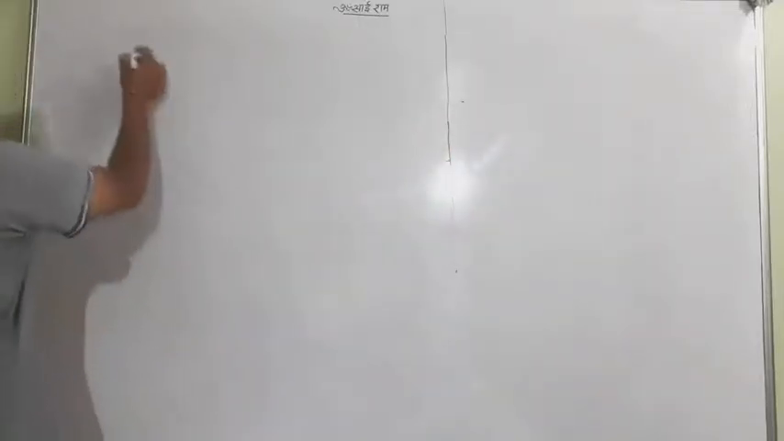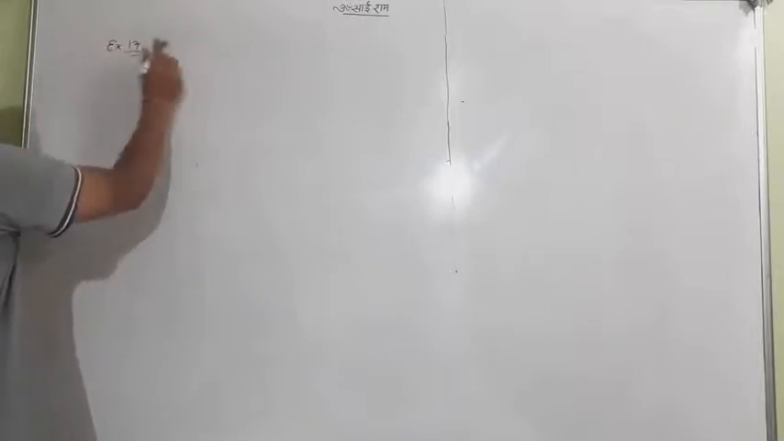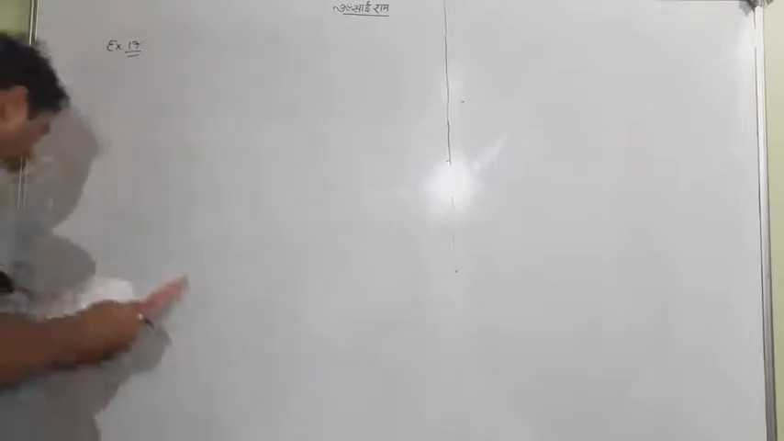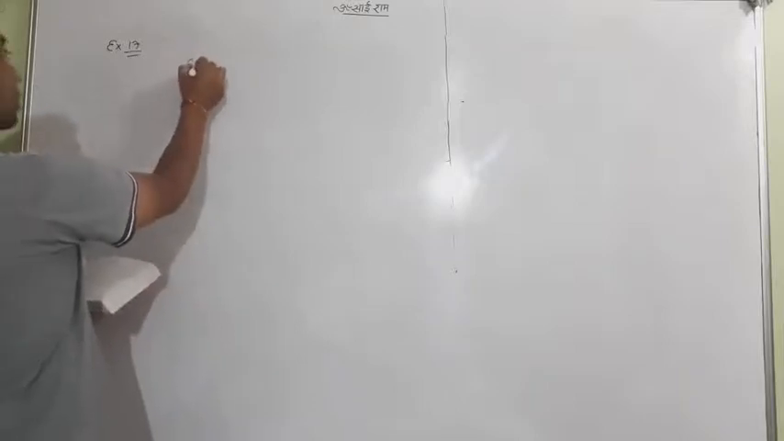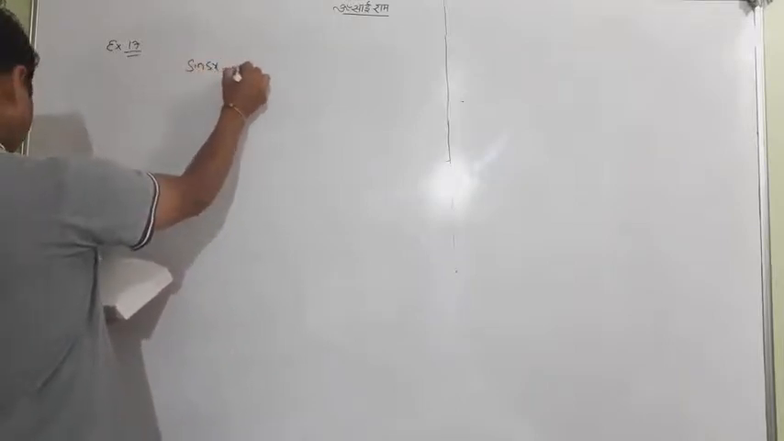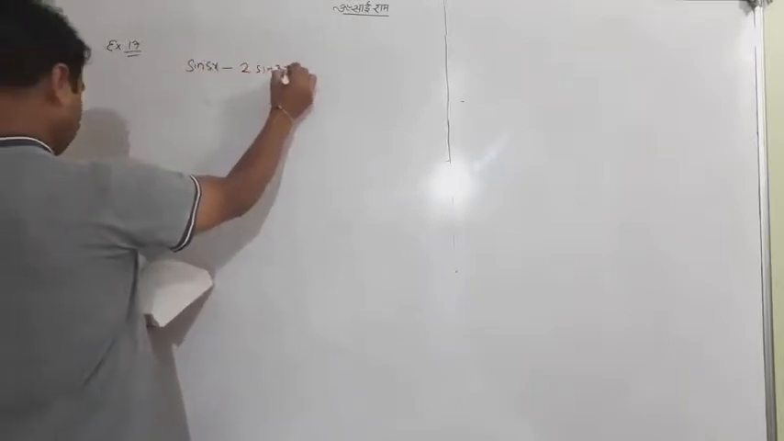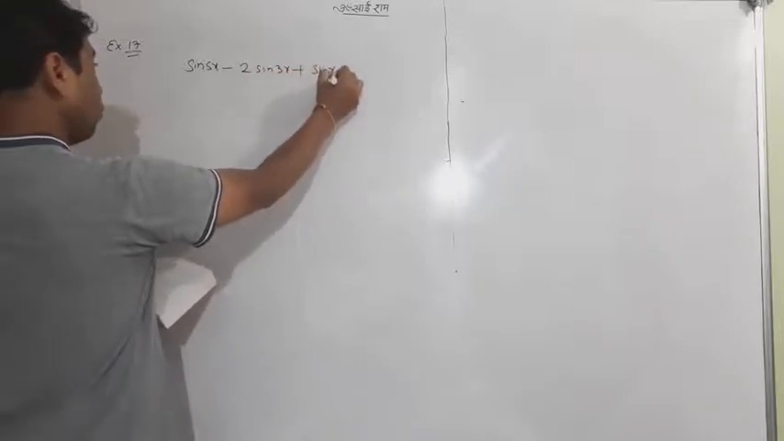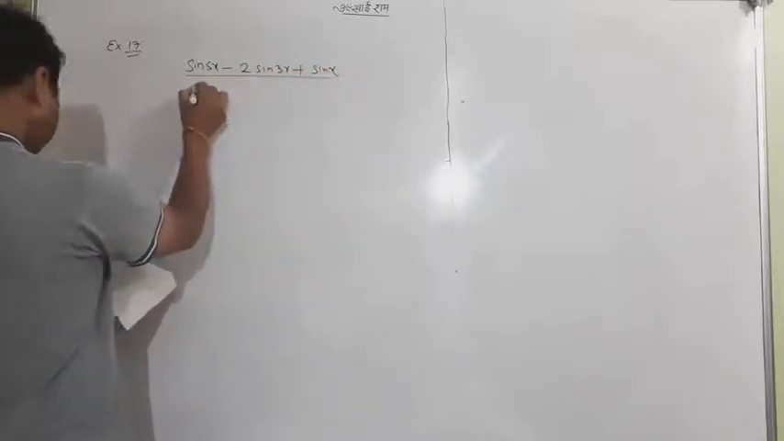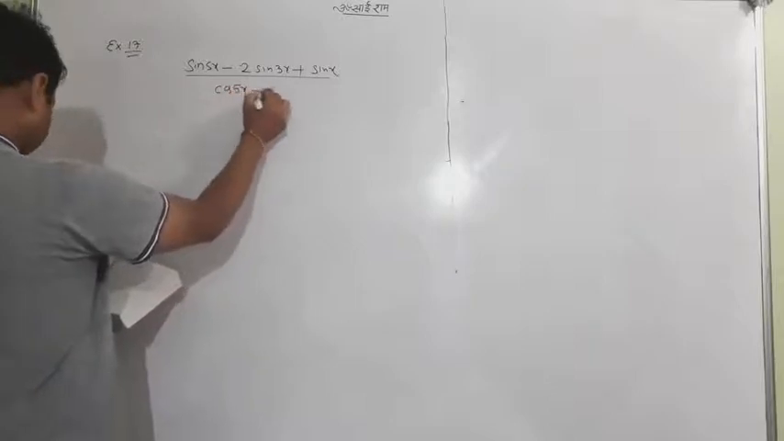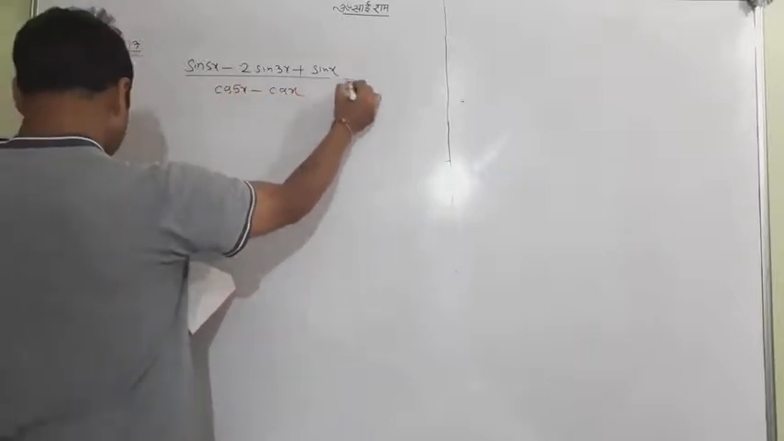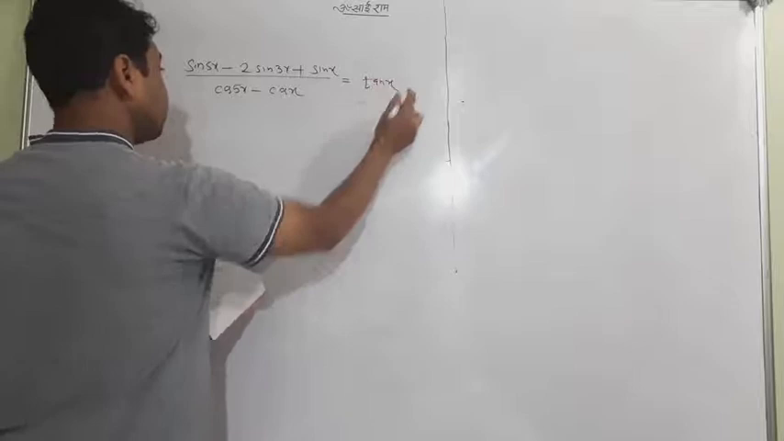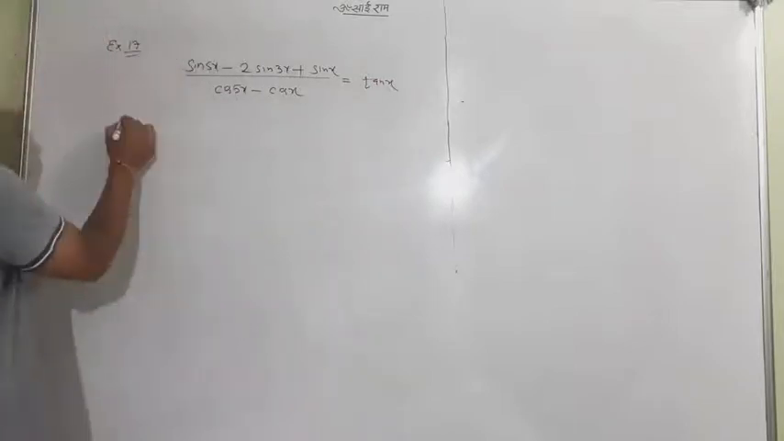Question, example number 17, I am discussing with you. Look at sin 5x minus 2 sin 3x plus sin x upon cos 5x minus cos x is equal to cot x. This is a very interesting and very important question.